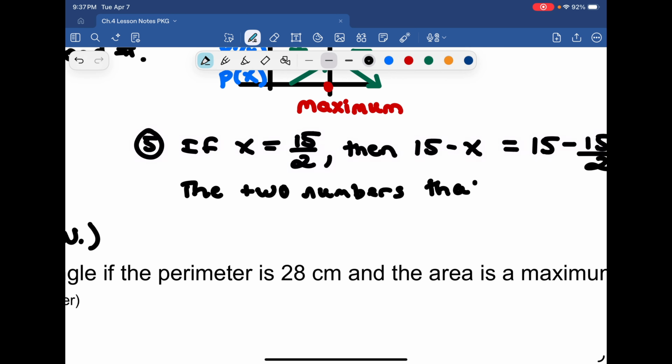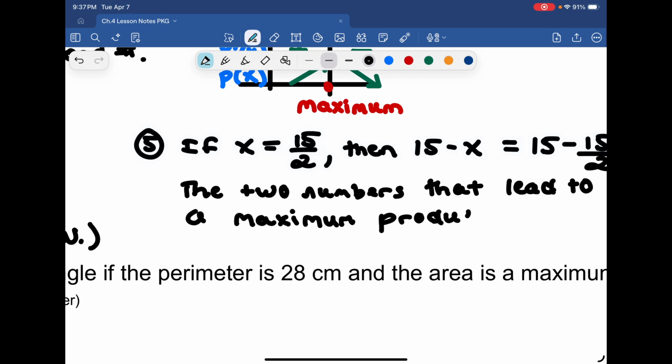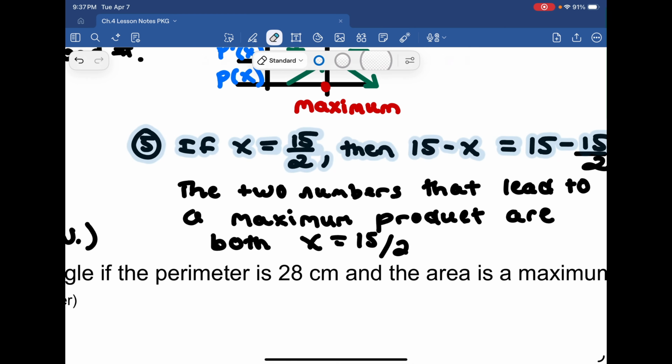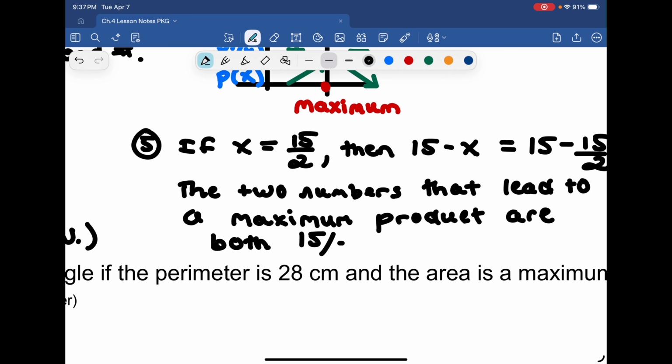that lead to a maximum product are both x equals 15 over 2. Or because we're saying the two numbers, and I don't want to confuse x representing both directly, I'm just going to say that they're both 15 over 2, period.